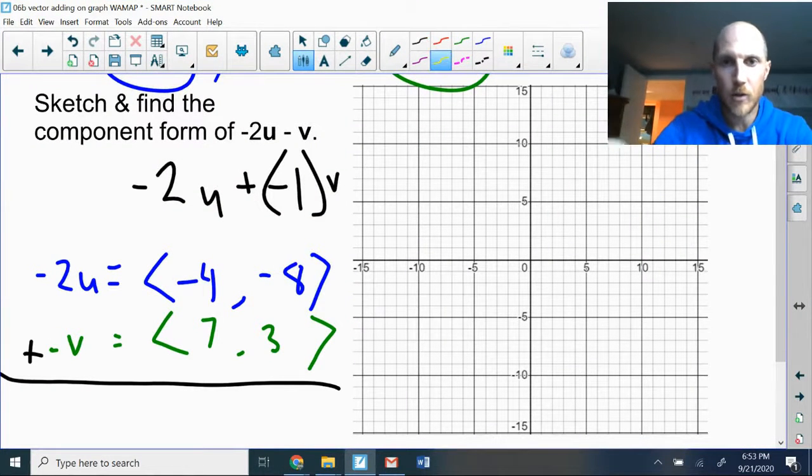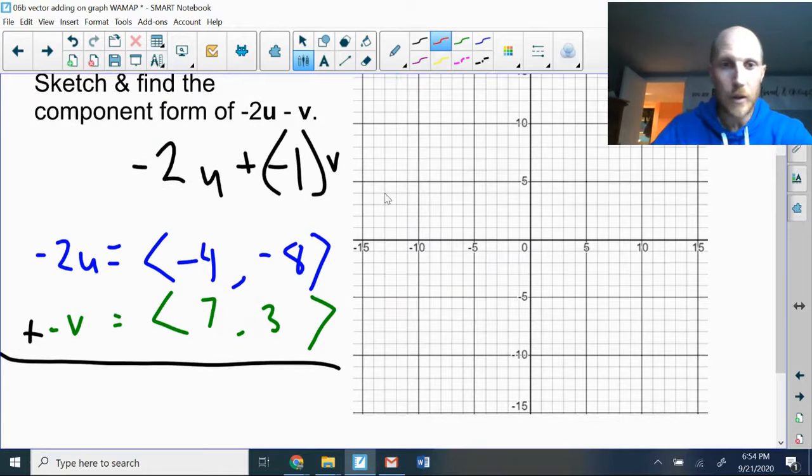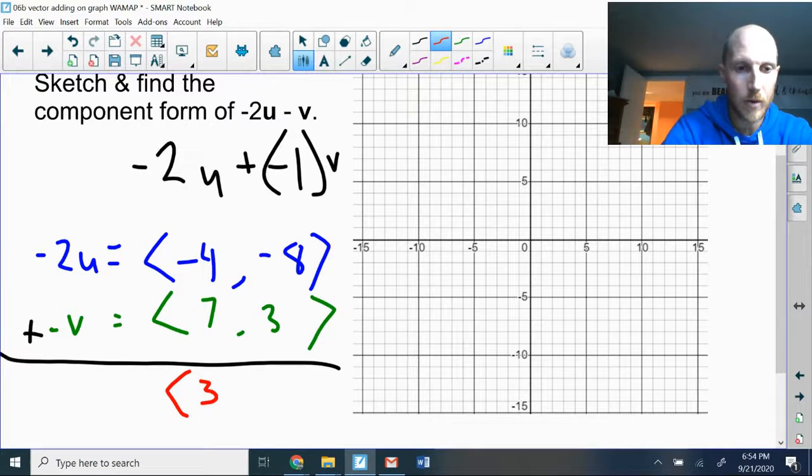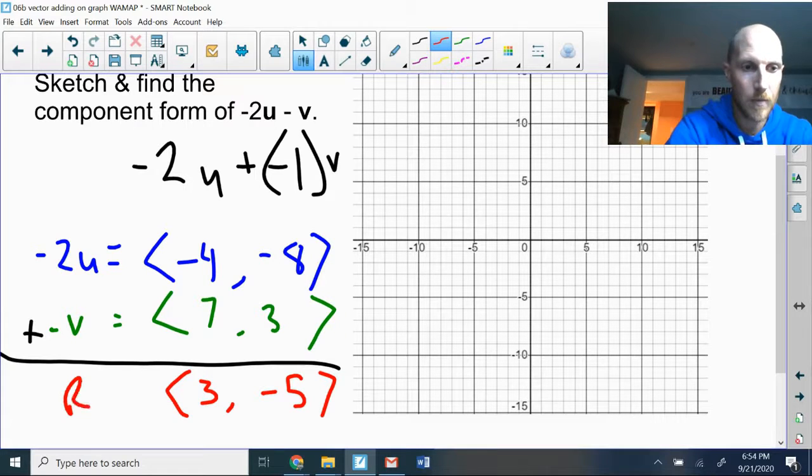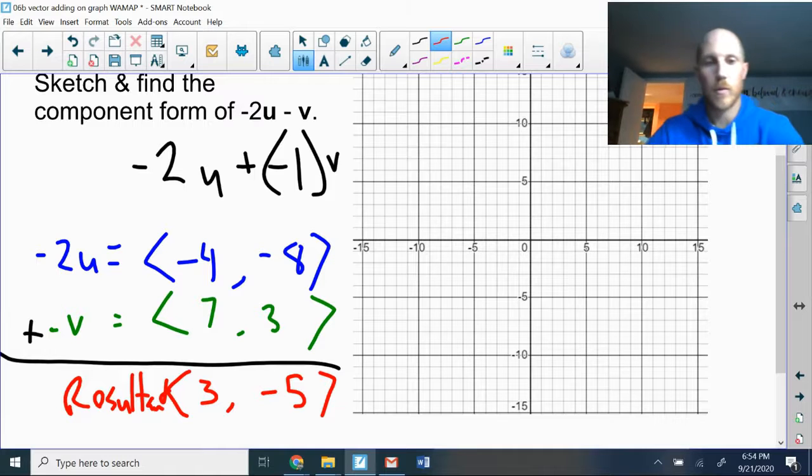And then change to red so I can get my resultant. So I'm going to add straight down these columns. Negative 4 plus 7, which is 3. And negative 8 plus 3, that's negative 5. I don't think I have enough room to write the whole word. Resultant. Squeeze it in there.